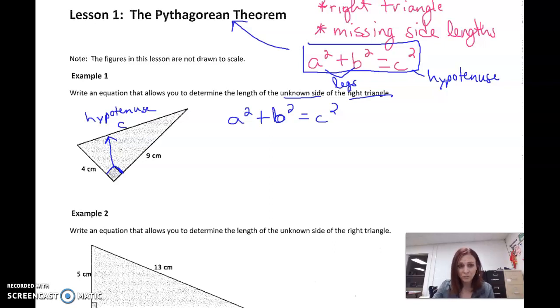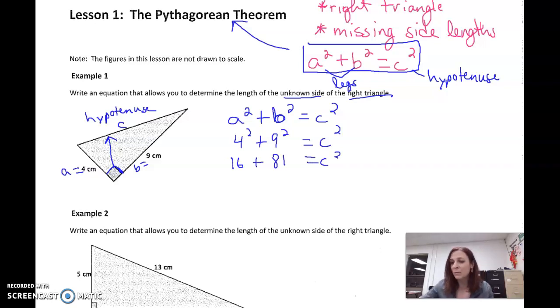Okay, so I'll say A is 4 and B is 9. And I'm going to go 4 squared plus 9 squared equals C squared. And I want you to really work the equation straight down, okay? So 4 squared, 4 times 4 is 16. 9 squared, 9 times 9 is 81. That equals C squared. Don't add those together and move it to the right. Keep coming down. Now, grabbing my calculator here.